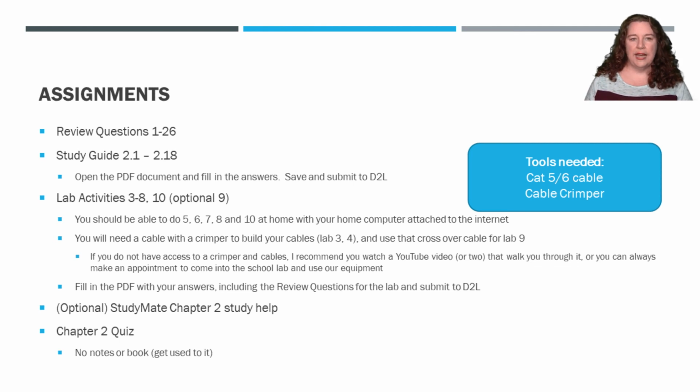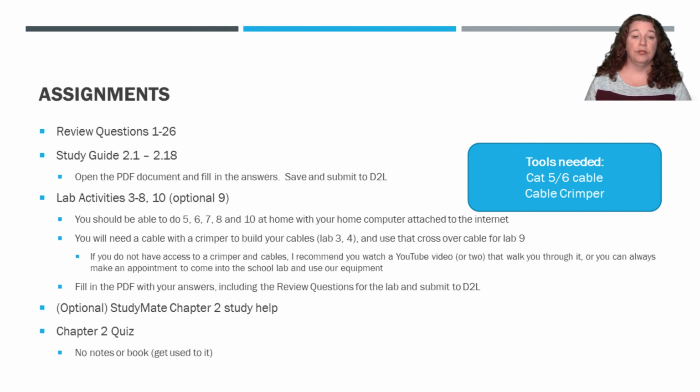When you get to the lab activities, 5, 6, 7, 8, and 10 should be able to be done just fine on your home computer as long as you're connected to the internet. If you need to do 3 and 4, you need to have a cable with a crimper to build your cable and then to create your crossover cable. That crossover cable is used in lab 9. So we're doing labs 3 through 10. 9 is optional if you do not have a secondary computer or you can't get into the lab.